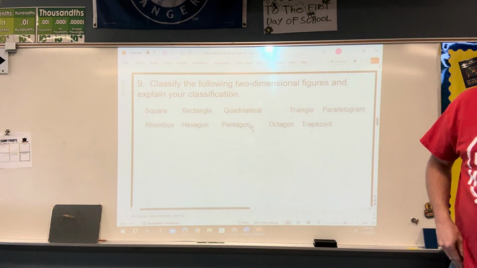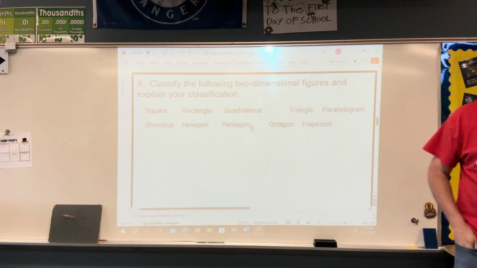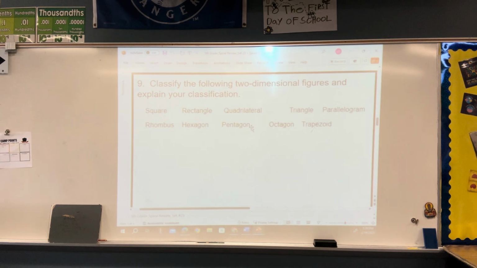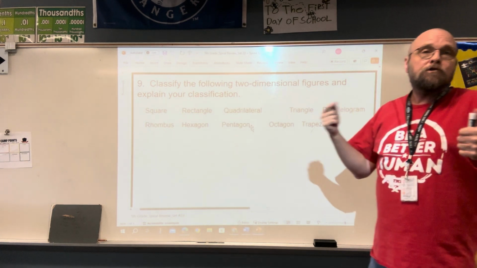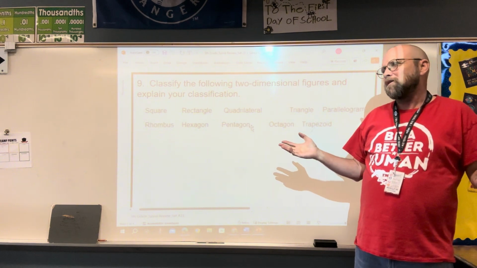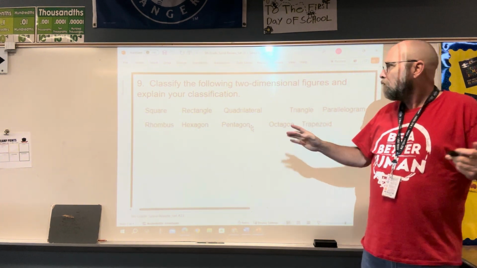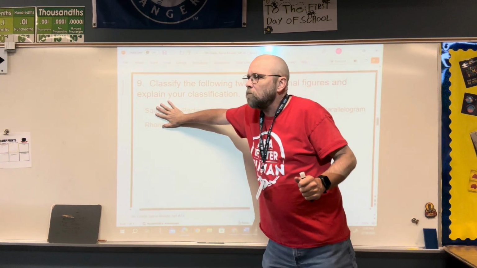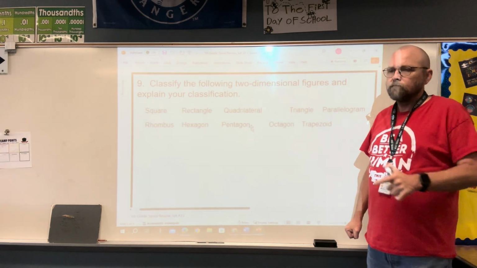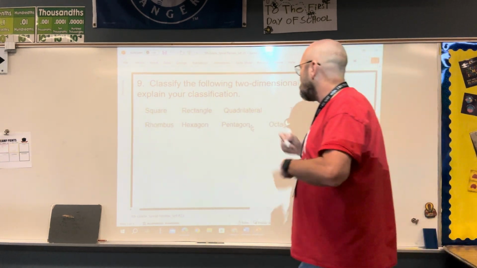We're going to look at problem number 9 on Spiral Review 23. Classify the following two-dimensional figures. Explain your classification. We have a square, a rhombus, a rectangle, a hexagon, quadrilateral, pentagon, triangle, parallelogram, octagon, and trapezoid. There's many ways to do this. Is there anything that they all can be classified as? Polygons? They are all polygons.